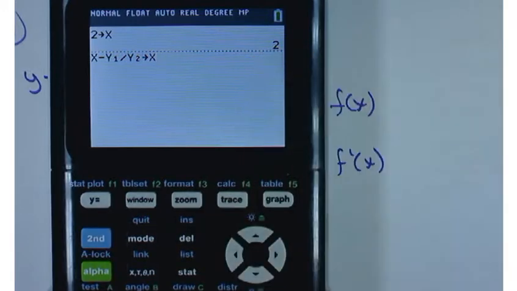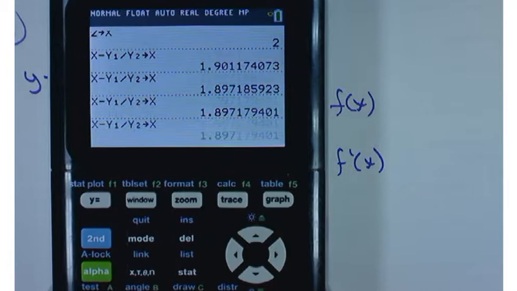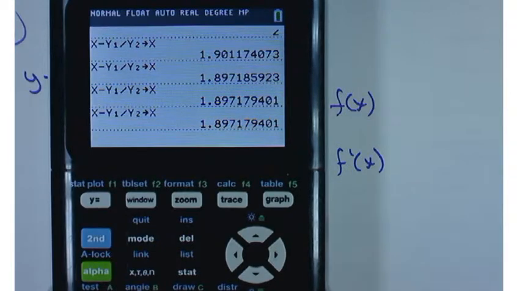That's our initial guess. Here's your refined guess. Refine that. Refine that. And look, after 3 guesses, we've got like 5 digits of accuracy. Actually, we've got more than that. We've got like 10 digits of accuracy after 3 iterations with Newton's method. That's pretty impressive.